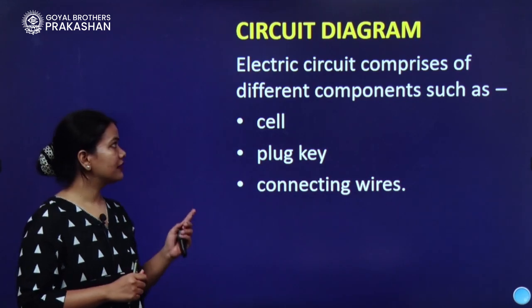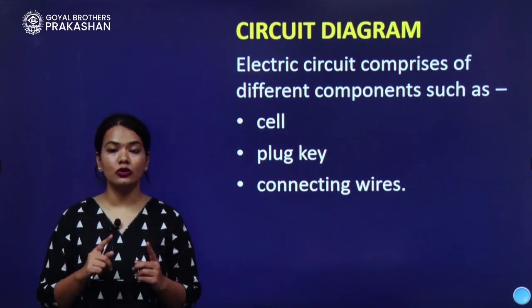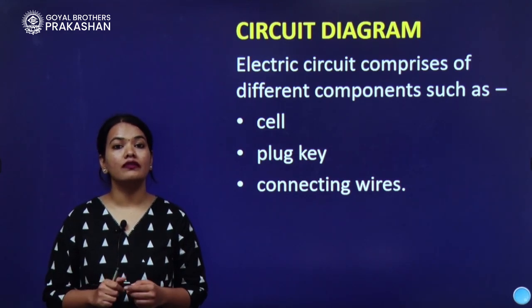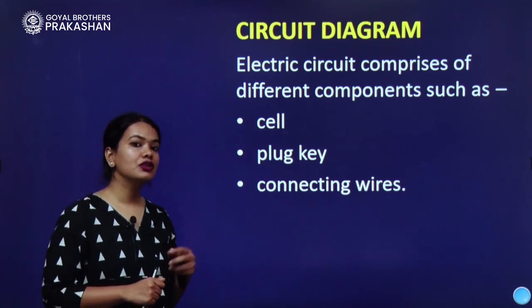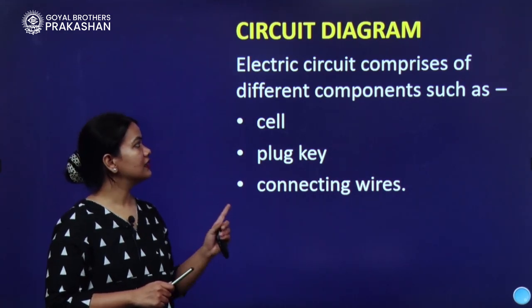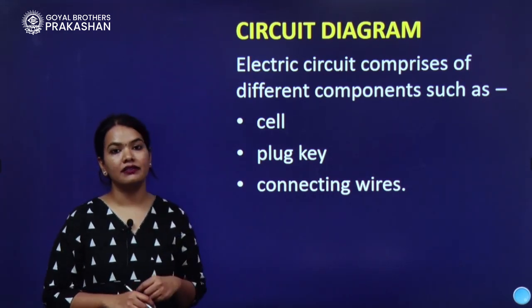So what is an electrical circuit? Electrical circuit, as we have studied, is a closed connected circuit of various elements through which current flows. And what are the elements of the electric circuit? Electric circuit comprises different components such as cell, plug key, connecting wires.